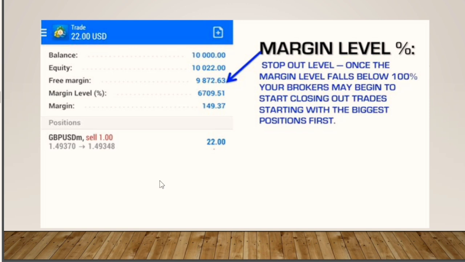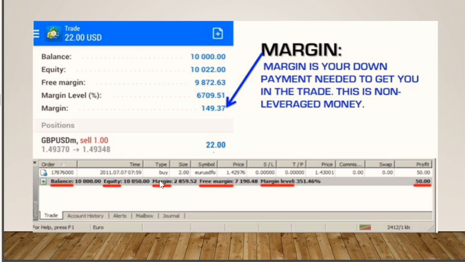So margin level, stop out level. Once the margin level falls below 100%, your brokers may begin to start closing out trades, starting with the biggest position. So when your margin level is getting to 100, your broker will just help you and begin to close out trades for you. So margin is your down payment needed to get you in the trade. This is non-leveraged money.